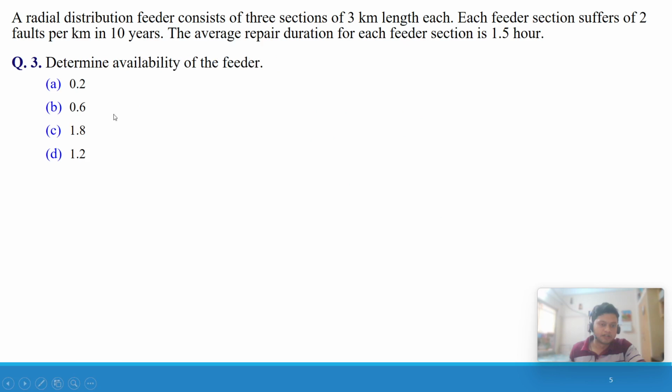In the next problem, we have to find out the availability of the feeder. Either you directly write down the equation for availability, or you can first find the unavailability of the feeder and then subtract it from 100 if you're finding it in percentage, or from 1 if you're finding it in unit form. Here I am starting from the unavailability of the feeder.